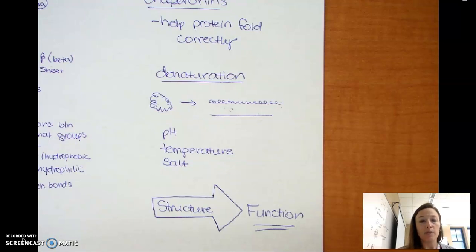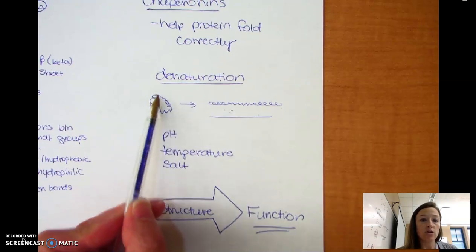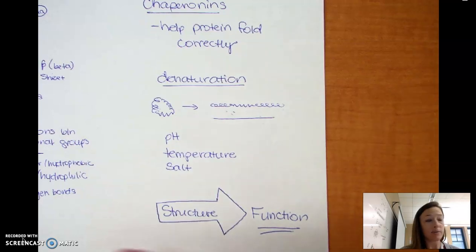So that's kind of a big example, but you can take it all the way down to molecules, and if they are not in the right structure, they will not function. And while we've been talking about proteins today, this is true for anything. This is true for carbs, it's true for lipids, it's true for nucleic acids. If the structure is not correct, the function will not be correct either. And so that can be really harmful all the way up to lethal.